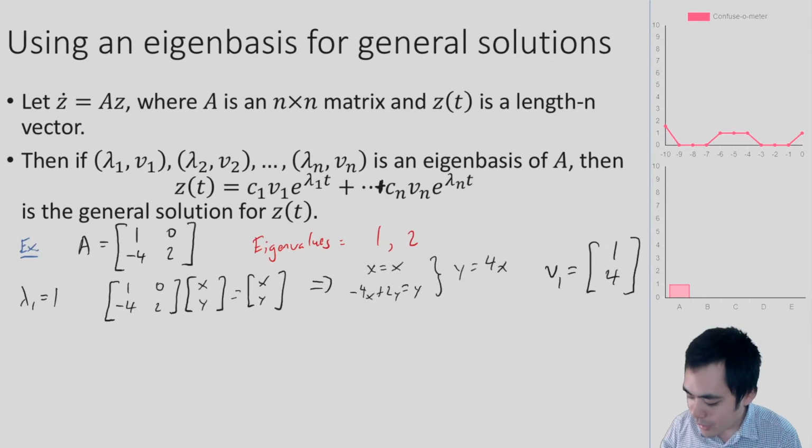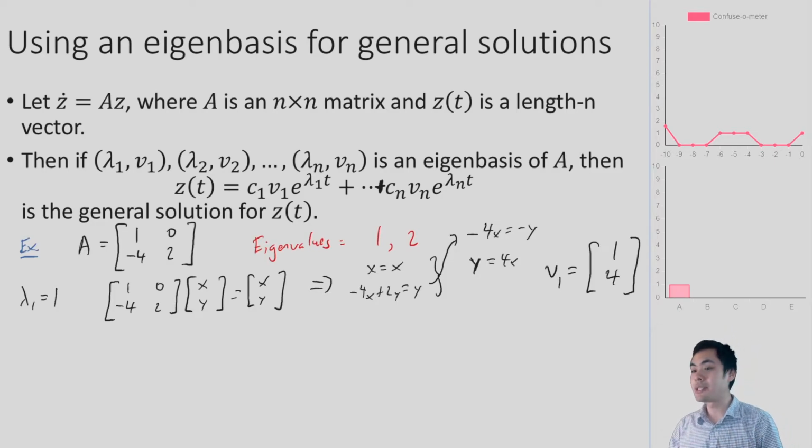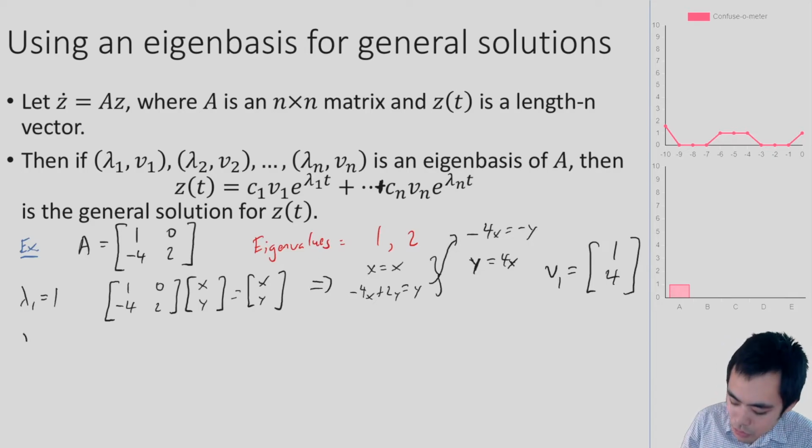Oh, what happened to the y? Let me go through all the steps of this. If we take this here, if we subtract 2y from both sides, you're left with minus 4x is equal to minus y. And so therefore, y is equal to 4x, because we subtracted 2y from both sides, and then we multiplied by negative 1. Okay, so that was one of our eigenvectors, and then we need to compute our other eigenvector.